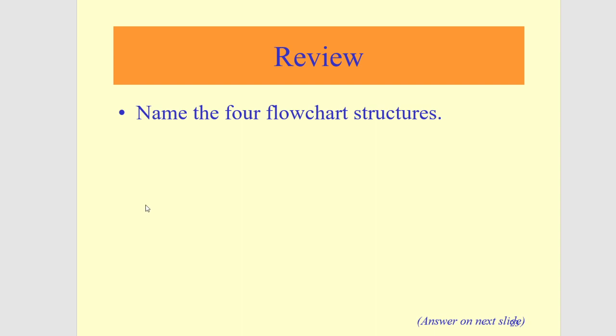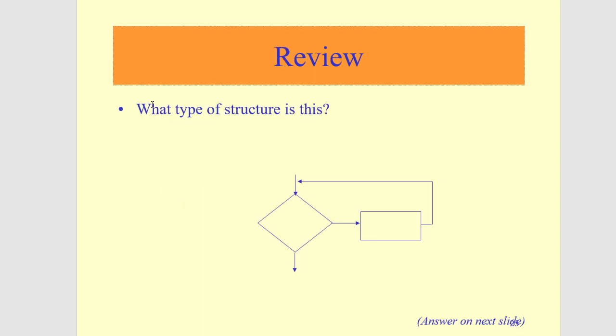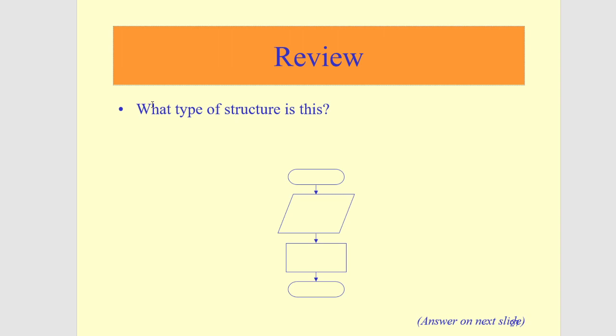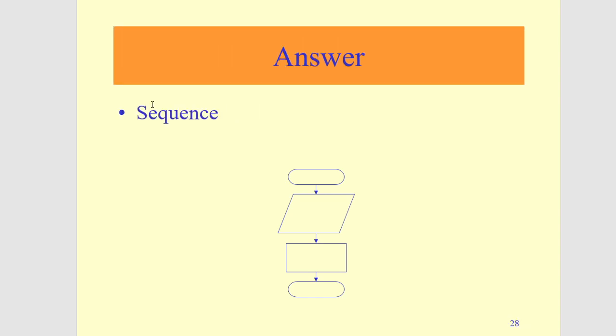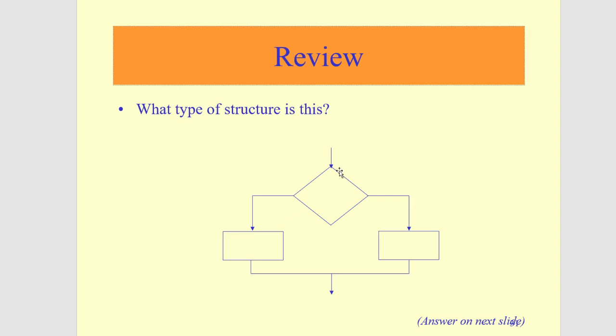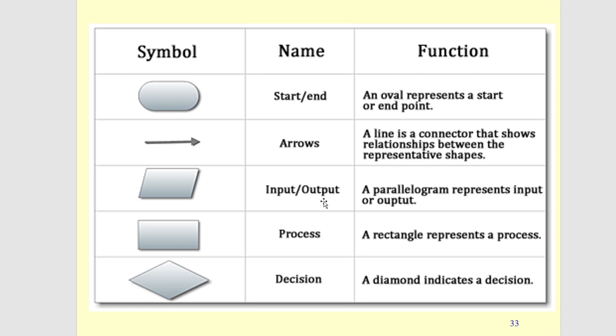Also, let's name the four flowchart structures. Okay, answer. Those are the sequence, decision, repetition, and case. What type of structure is this? This is a repetition. What type of structure is this? This is sequential or sequence. What type of structure is this? This is four cases, right? So that is case structure. How about this one? This is a decision structure. So review. These are the symbols with their names and with their functions. So you can read that in your SIM or your modules.